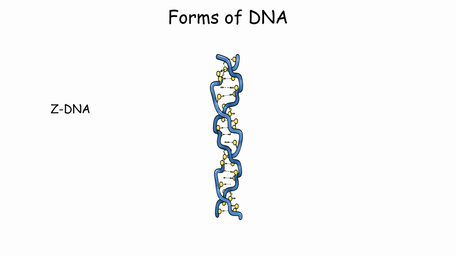zDNA is very different from both aDNA and bDNA. Unlike aDNA and bDNA, zDNA is a left-handed double helix. The major groove of zDNA is almost flat, while the minor groove is narrow and deep. It is called zDNA because its sugar phosphate backbone follows a zigzag pattern.